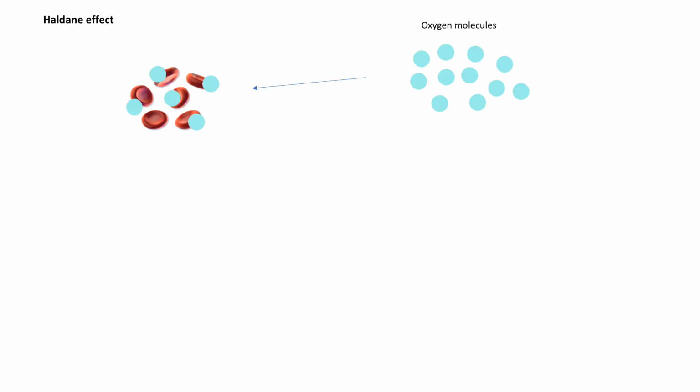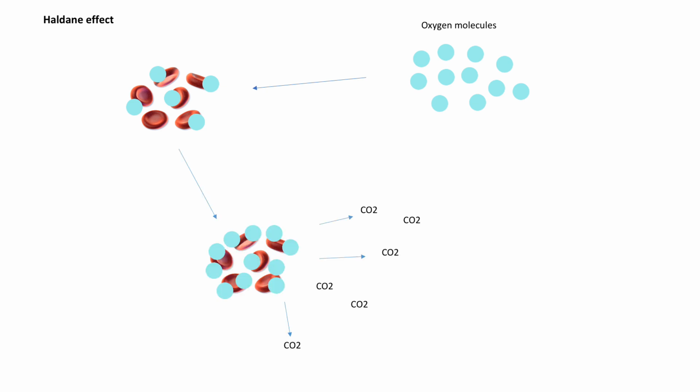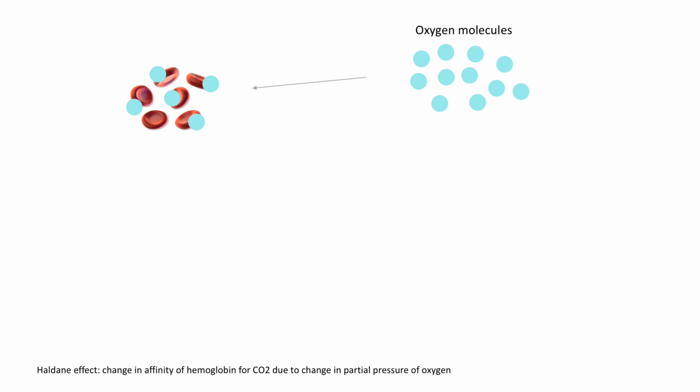We just discussed that increase in carbon dioxide and hydrogen ion decrease affinity of hemoglobin for oxygen. However, when partial pressure of oxygen is high, oxygen binds to hemoglobin molecules, and this favors the R state, and the R state of hemoglobin has higher affinity for oxygen. However, the R state of hemoglobin has low affinity for carbon dioxide, and this helps in release of carbon dioxide in lungs. The Haldane effect is changes in affinity of hemoglobin for carbon dioxide due to changes in partial pressure of oxygen.